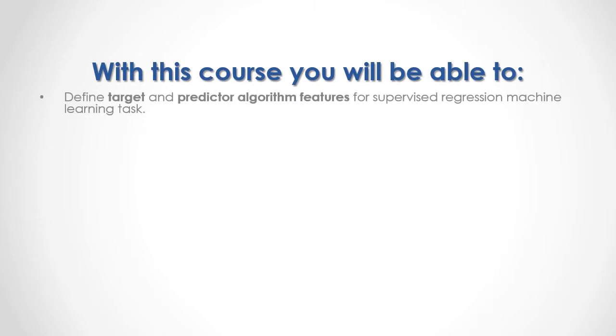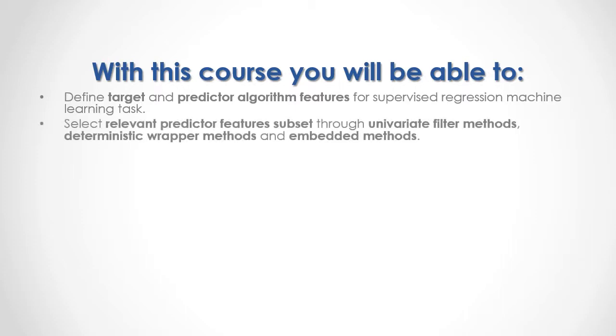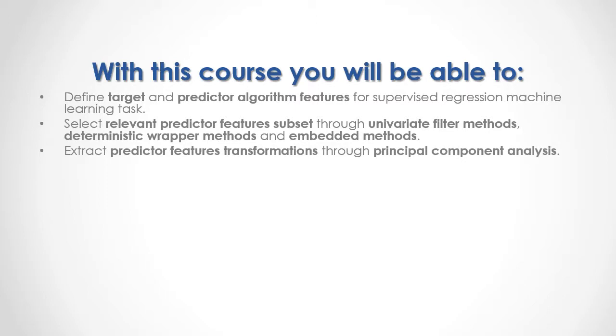At the end of this course, you will be able to define target and predictor algorithm features for supervised regression machine learning tasks. Select relevant predictor feature subset through univariate filter methods, deterministic wrapper methods, and embedded methods. Extract predictor features transformations through principal component analysis.